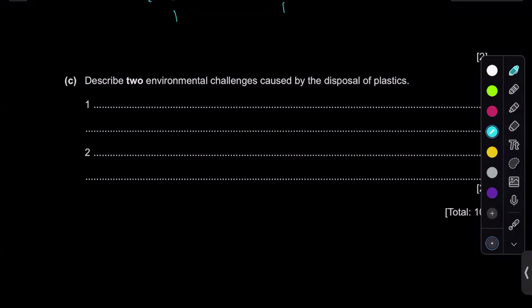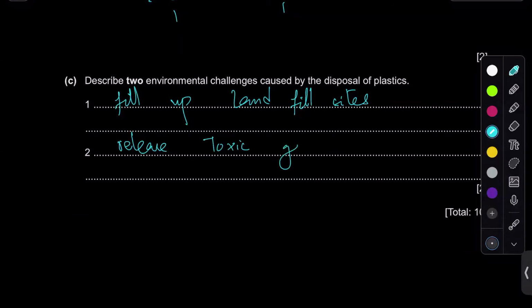So they fill up landfill sites. ठीक है, they release toxic gases when burnt in air, and they are accumulated in ocean.